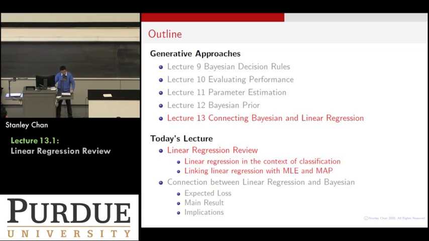So that's part one. And then I want to link the classifier developed by the linear regression and the classifier developed by the Bayesian decision approach. So we want to see, here it will be at the estimation level, and here it will be at the classification level. And at the classification level, what are the similarities and what are the differences?